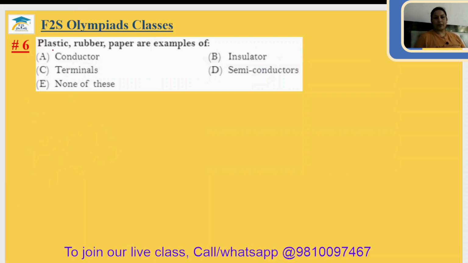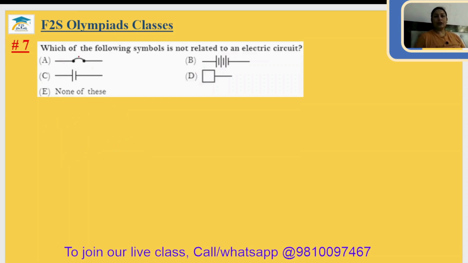Question number 6. Plastic, rubber, paper are examples of bad conductors of electricity, or you can say insulators. Bad conductor means insulator. The sixth answer will be option D. Seventh one. Which one of the following symbols is not related to an electric circuit? So this one is the switch. I already explained in the earlier question. This is the battery, this is the cell, and this is not an electric symbol. So D will be your option. Seventh answer is option D.